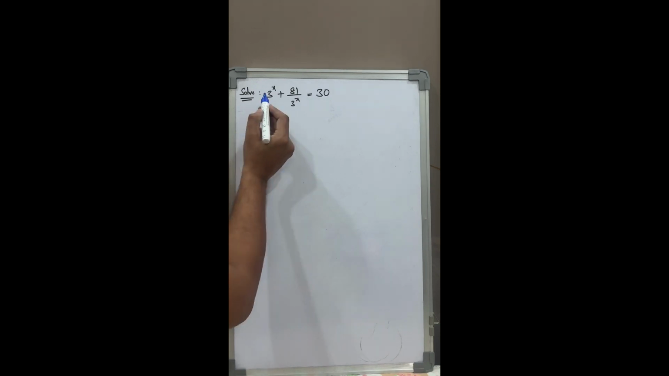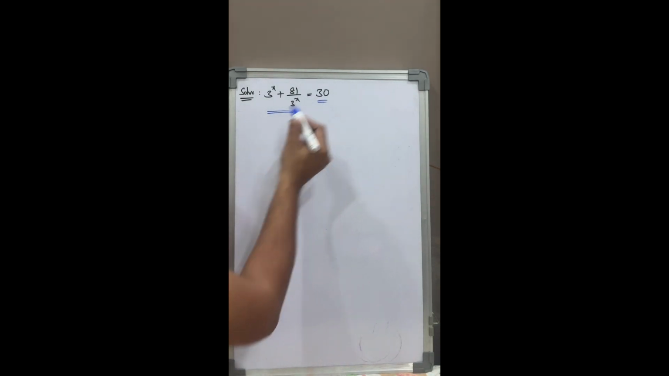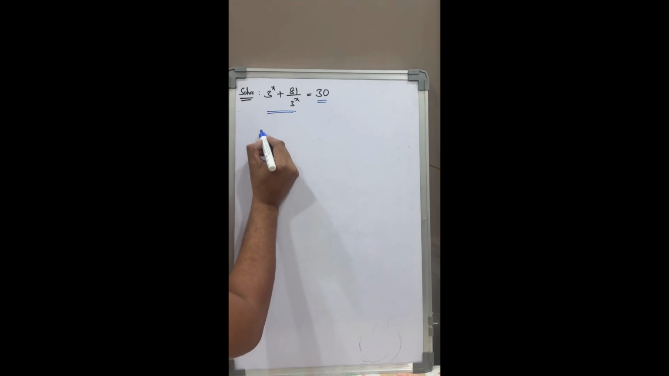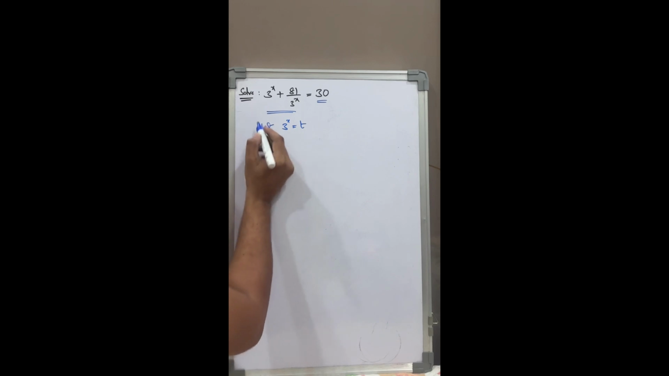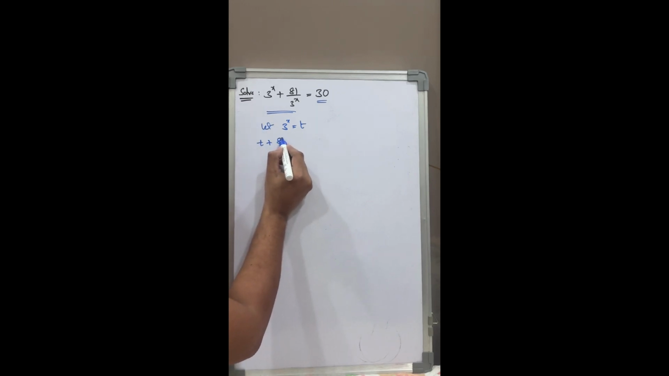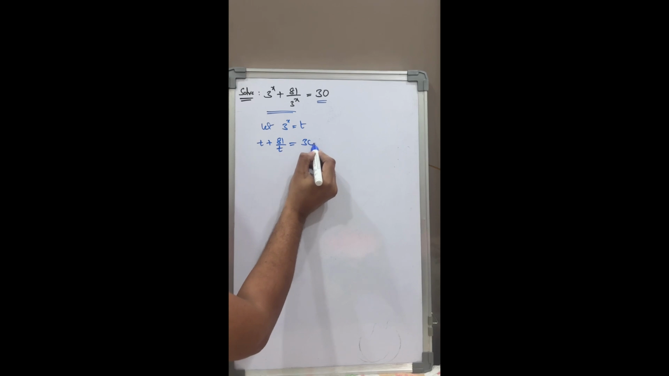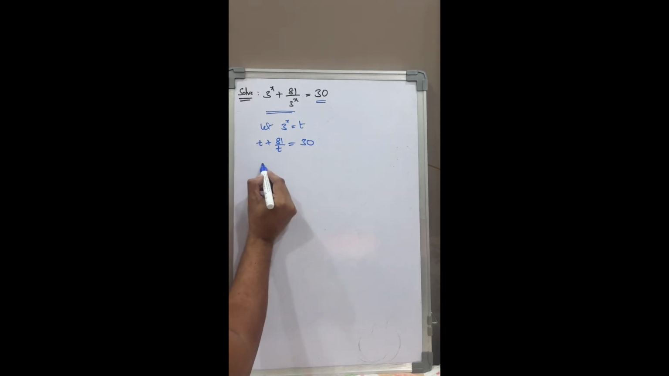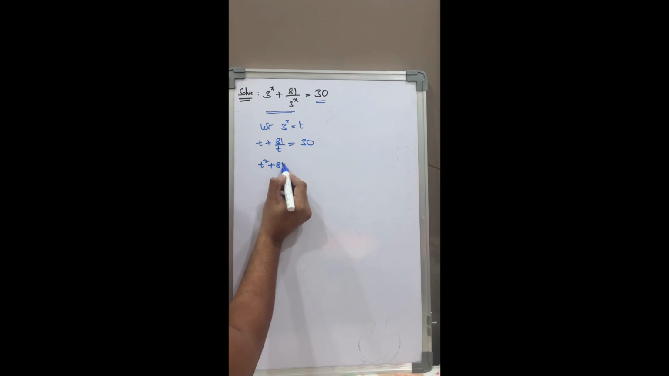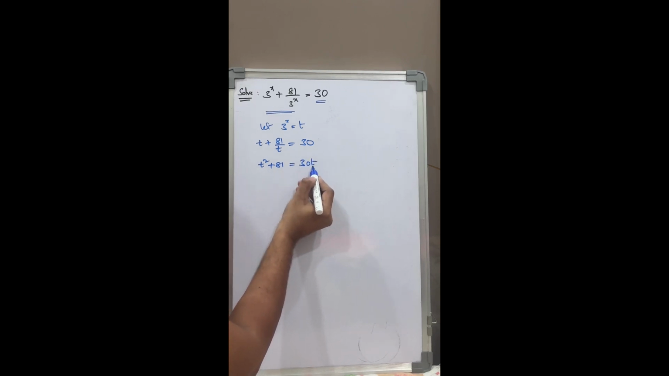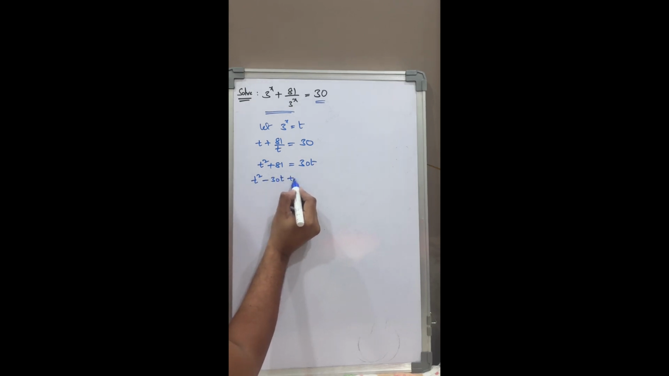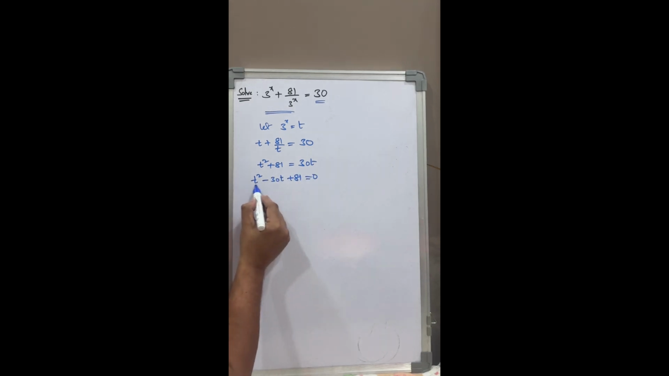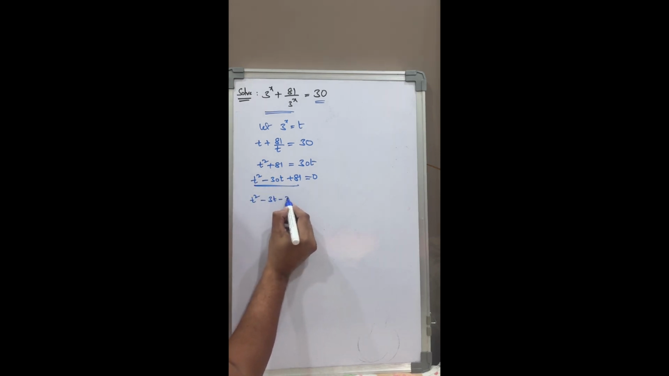In this video, we are going to solve this problem: 3^x + 81/3^x = 30. Let 3^x = t. Then the equation becomes t + 81/t = 30. Right? By taking LCM, t² + 81 = 30t. Then the equation becomes t² - 30t + 81 = 0. It's a quadratic equation, so we have to find the roots for t.